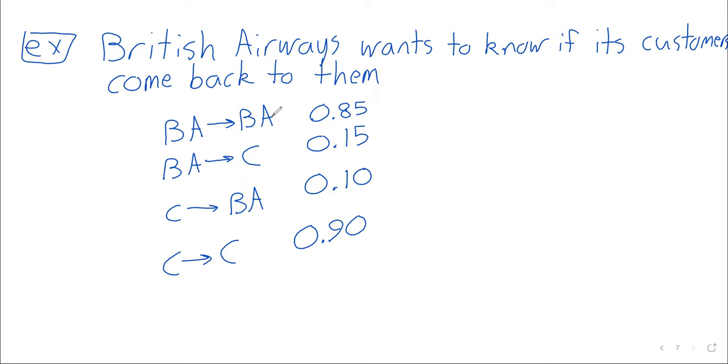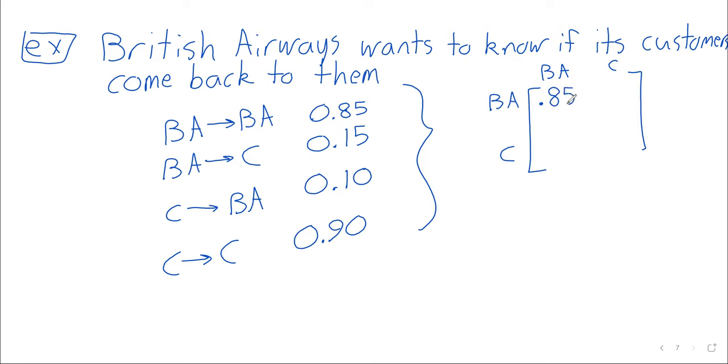So this is a Markov chain, and we can look at the transition matrix. I always jot down the states in front and above the matrix, prevents any sort of little mistakes from happening. 0.85, 0.15, 0.10, 0.90.